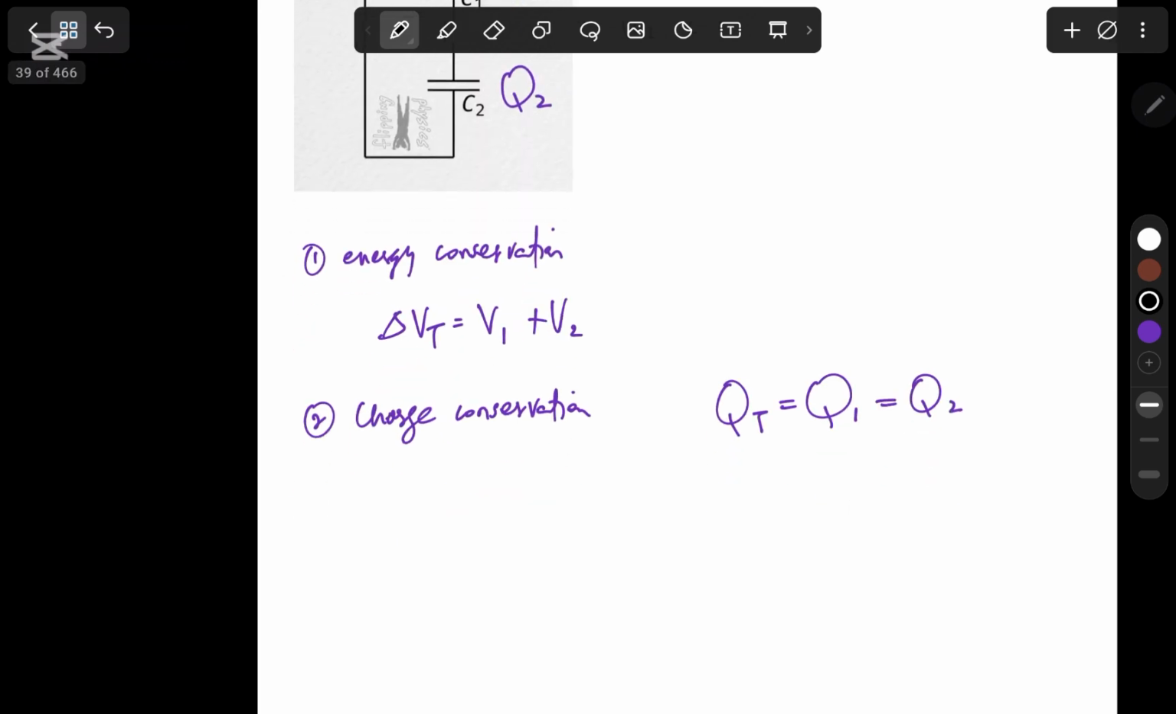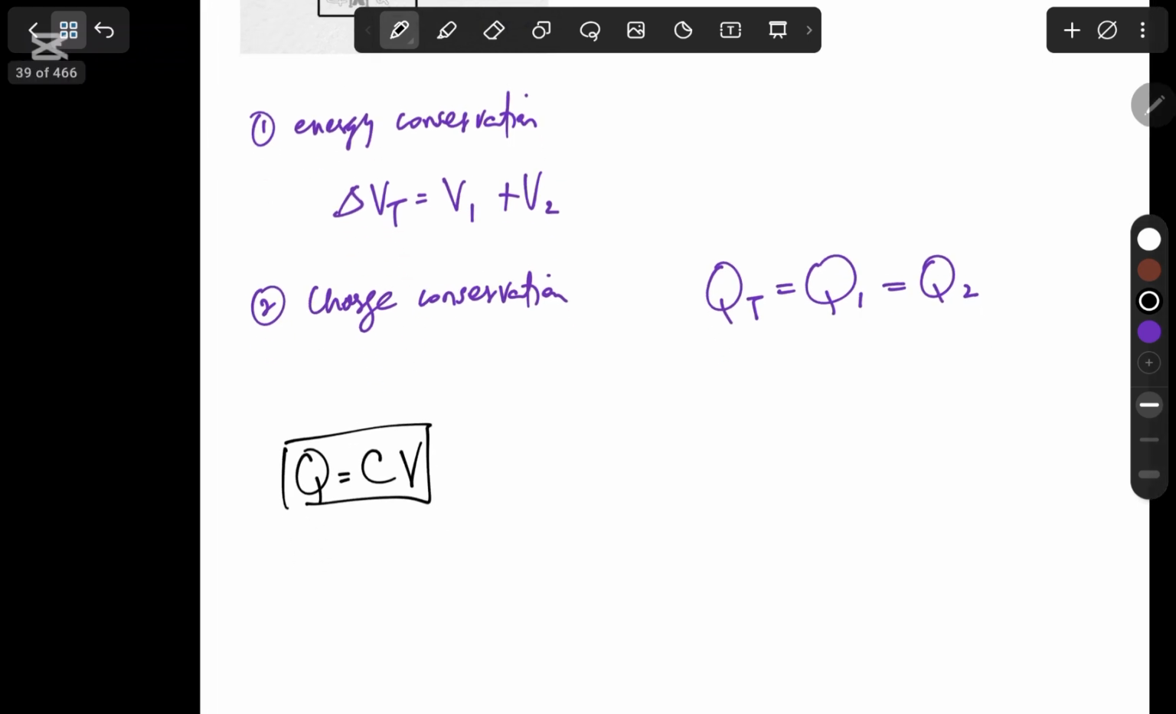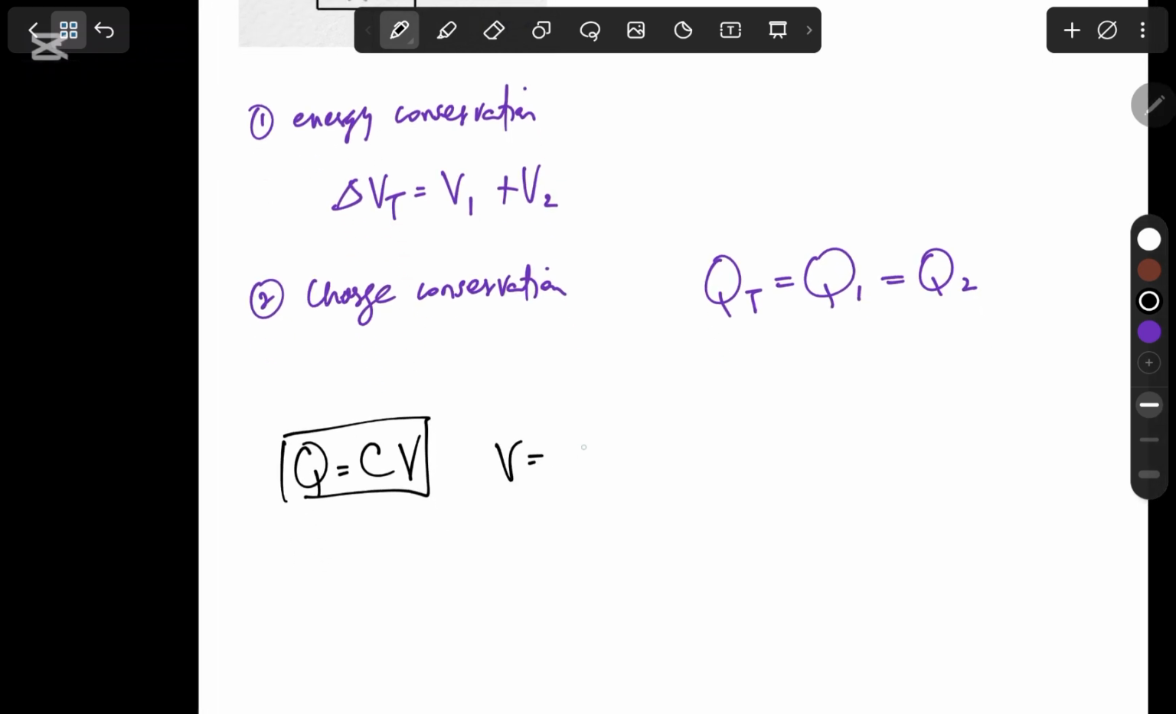Now again, we link these two equations that we have. We know the charge is equal to C times V. Very important. And V is equal to Q divided by C.